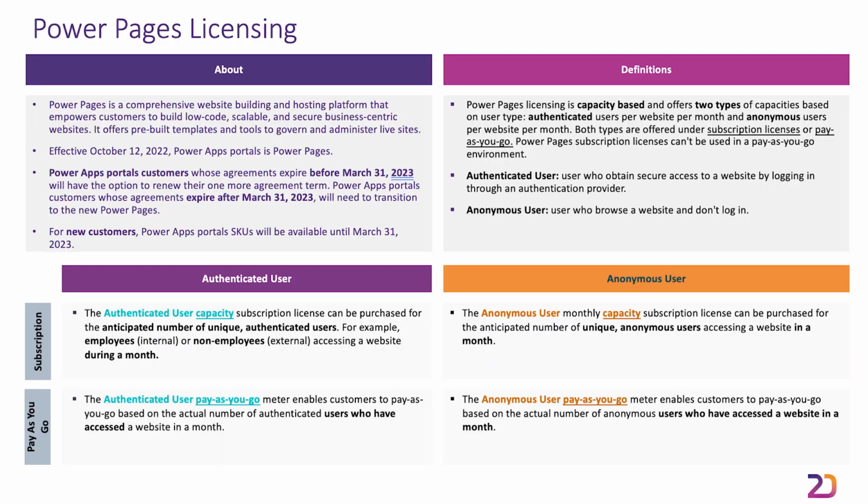Power Pages licensing is a capacity-based offer, and it offers 2 types of capacity-based per user licenses. So you have 2 options. You can license an authenticated user, which is a per user model and works on a login basis. So if you have a portal or website where somebody has to log in, then you can count the number of users, and you can use the authenticated user model as a licensing option.